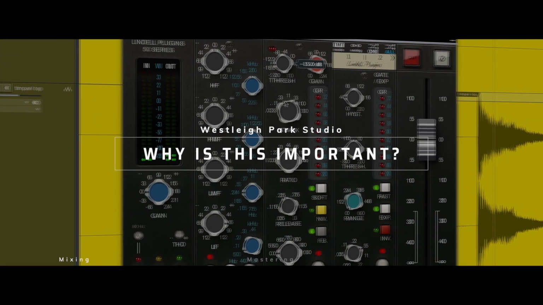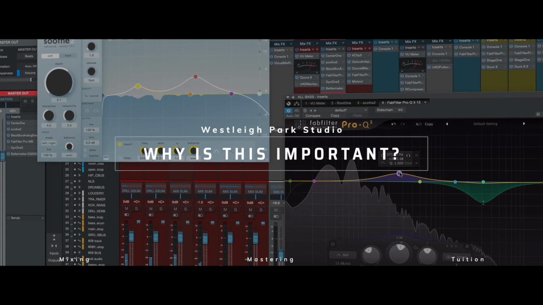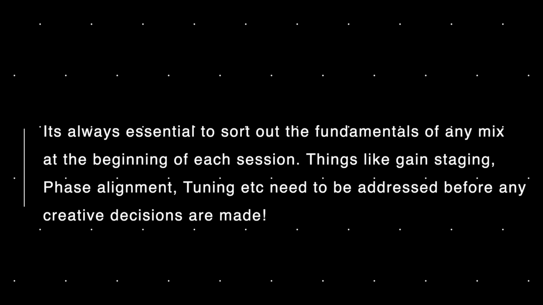Phase relationships are essential, especially when mixing layered elements and lower frequencies, things like kicks, snares and bass lines, as the wavelengths are far longer than higher frequencies and therefore more sensitive to phase issues. Oftentimes when a mix is delivered to me, there will be layers of kicks, and a lot of the time they won't be in phase with each other. So it's really important to sort that out before any other processing is done.